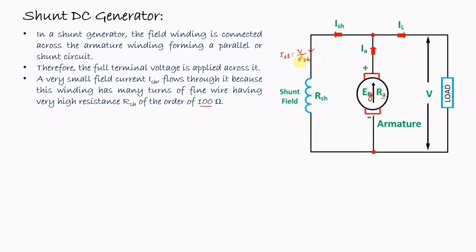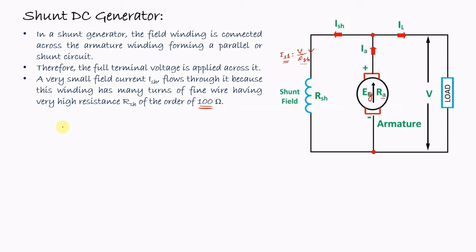So the value of resistance Rsh should be very high so that Ish should be low, because here part of the armature current is flowing to the field winding and part is flowing to the load. So if Ish is more, then the value of IL will be less. Therefore, to flow more current to the load, the value of Ish should be low. And to make Ish low, the value of Rsh should be very high, and it is in the order of 100 ohms.